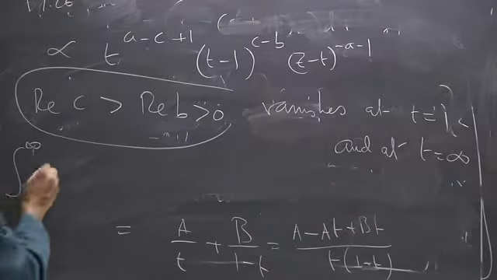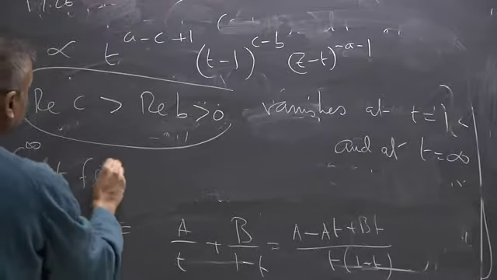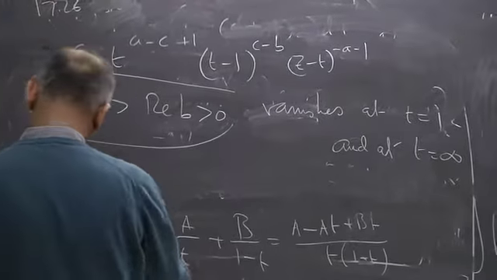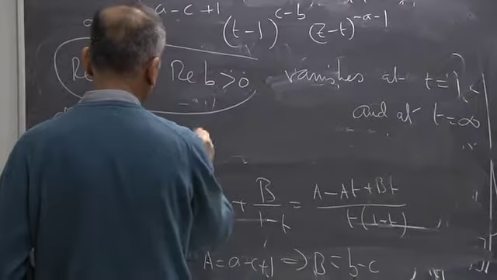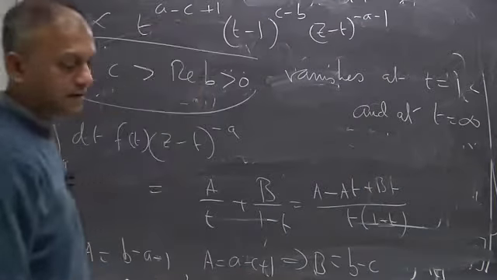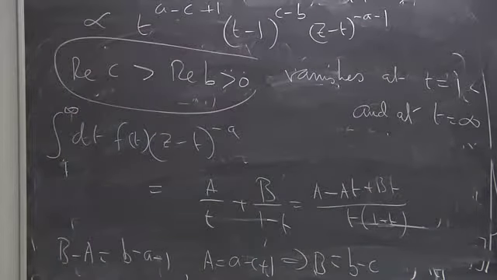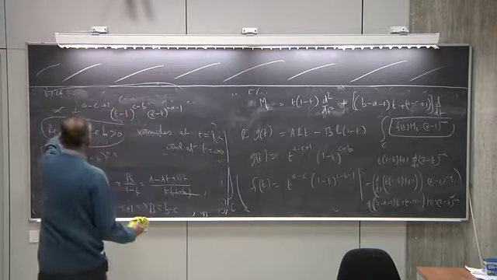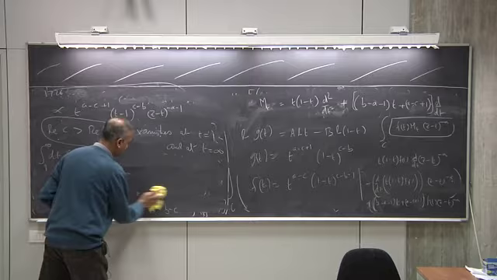So the integral from 1 to infinity dt f of t times (z minus t) to the minus a, where f of t is that. And that will be a solution of this equation. Okay. But really, I don't even need to worry too much about this boundary.